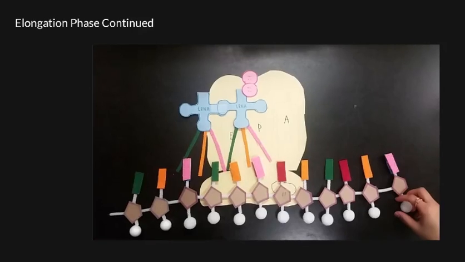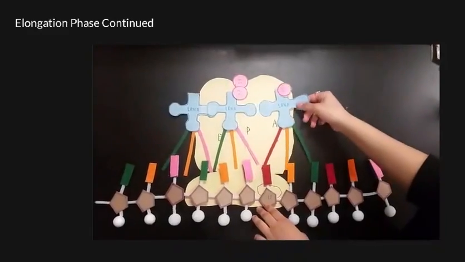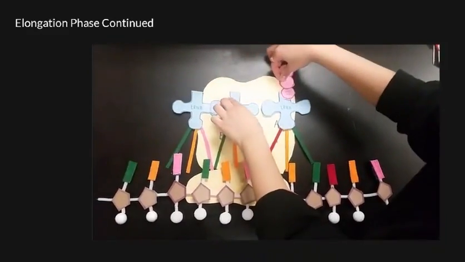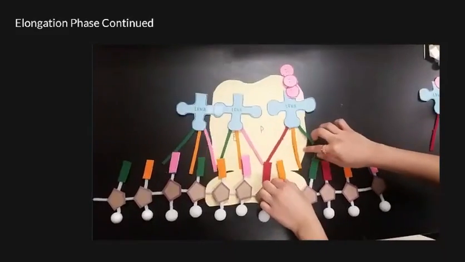The elongation phase continues in this manner until the stop codon moves into the A site. A polypeptide chain of amino acids is now formed. This is known as the termination or end phase.